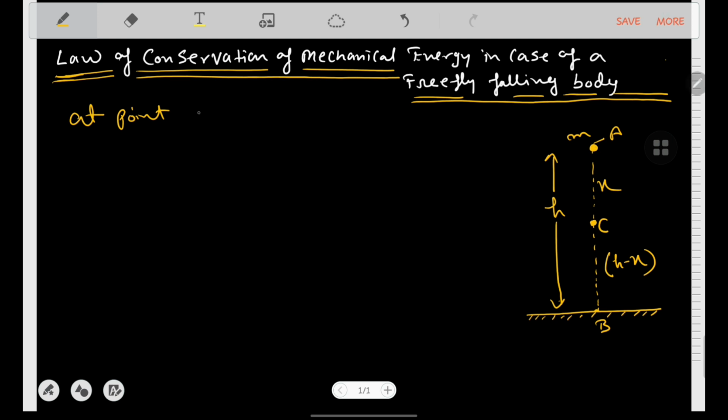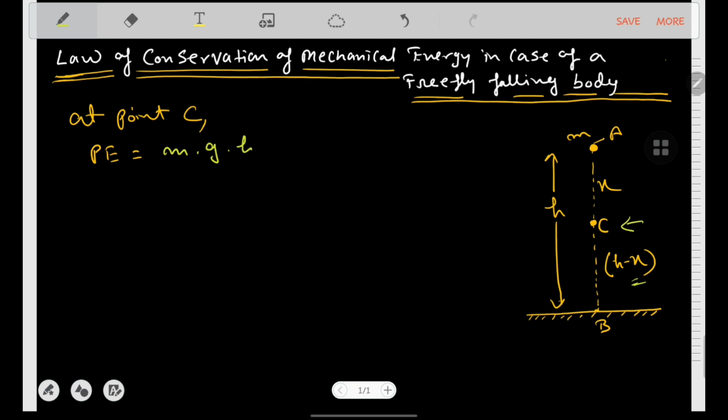Now at point C we need to find out the total mechanical energy, but for finding out the mechanical energy we need to know the potential and the kinetic energy as well. So let's find out the potential energy at this point C. At point C, as you can see here, the remaining height is h minus x. The potential energy due to that same height we are going to find out. So the formula we know is m, g and h dash.